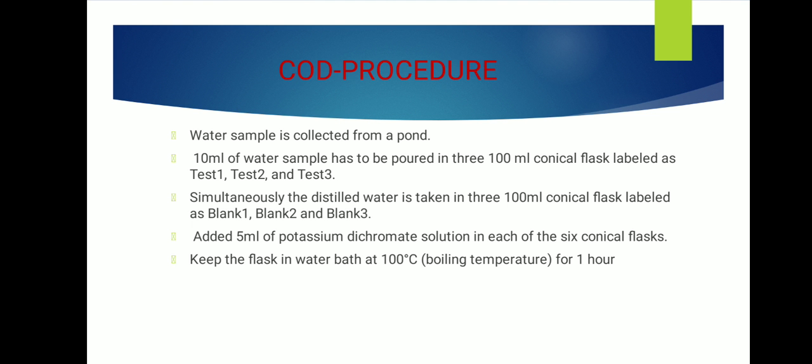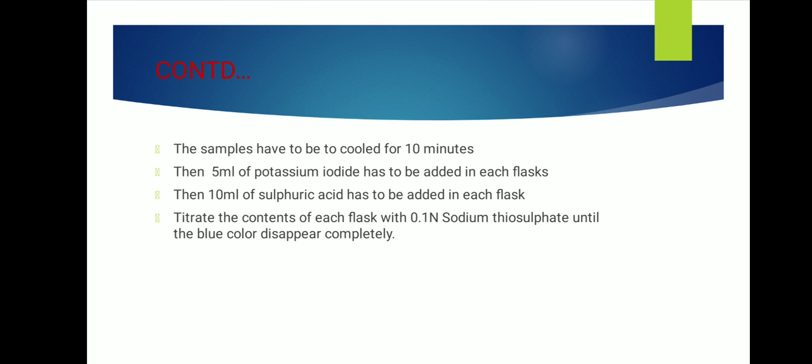Then 5 ml of potassium dichromate solution has to be added in each of the 6 conical flasks, and keep the flasks in the water bath at 100 degrees C, that is boiling temperature, for 1 hour. Then the samples have to be cooled for 10 minutes.